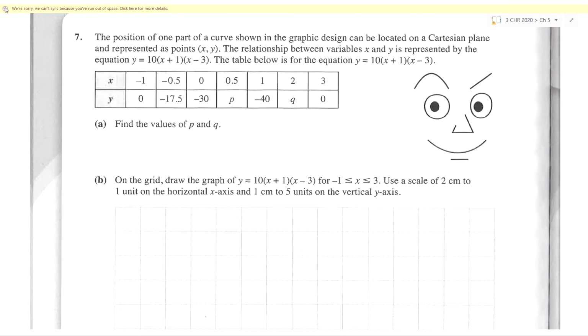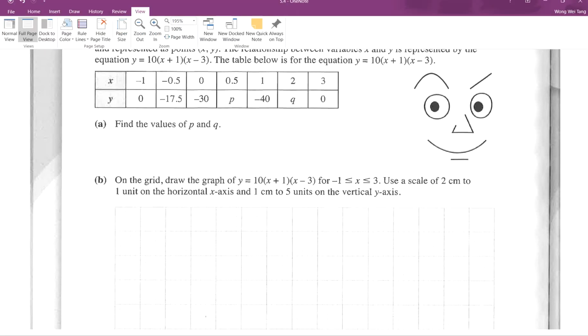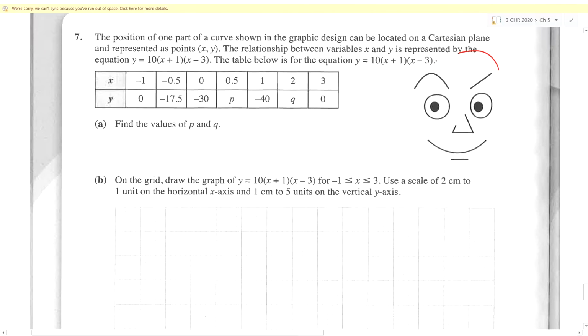Right, for this video, we are continuing with exercise 5.4 on question 7. Here we have a position of one part of a curve shown in the graphic design. This is our graphic design.